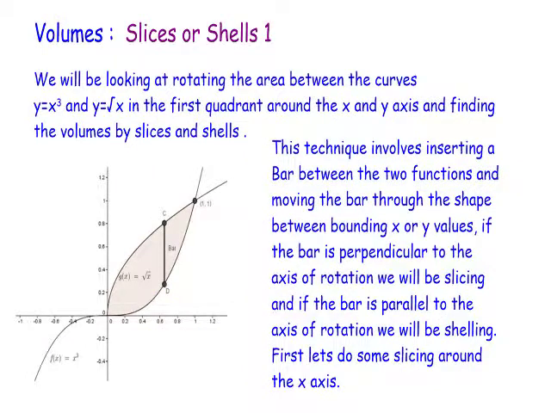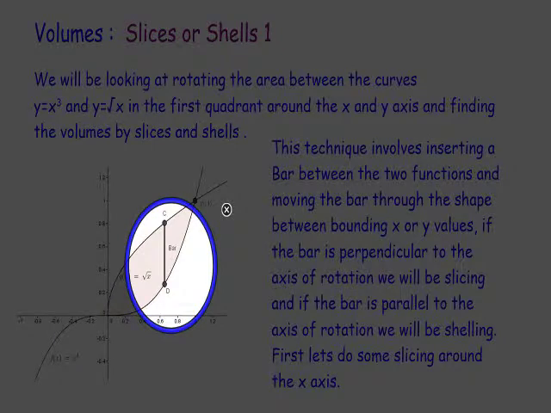Now we are going to be looking in particular at this area here, between y equals x cubed and y equals the square root of x. And you can see here I've inserted the bar. That's where the bar is, and the bar is perpendicular to the x-axis. It's always a good idea to think of it as having a thickness of, say, delta x if it's perpendicular to the x-axis, and if it's perpendicular to the y-axis, it'll have a width, say, delta y.